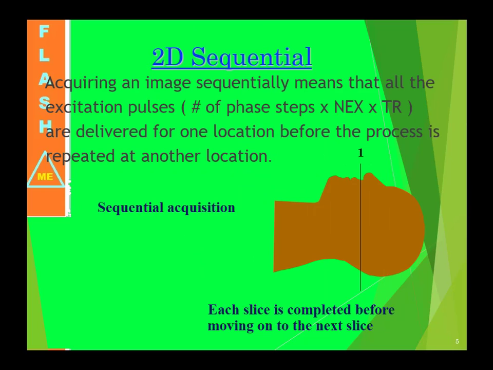2D sequential. Acquiring an image sequentially means that all the excitation pulses, the phase steps times NEX, are delivered for one location before the process is repeated at another location. Sequential acquisition: each slice is completed before moving on to the next slice.